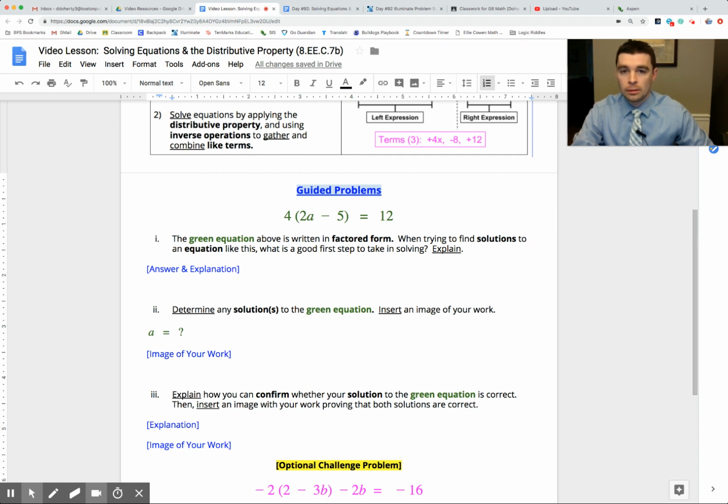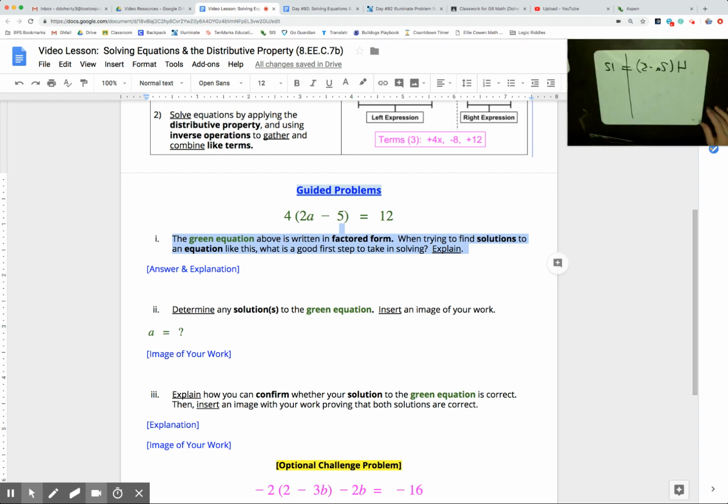So I'm going to ask you to pause this video right now and try to work through parts 1 and then part 2. Part 1 says, what is a good first step to try to solve this equation? And then part 2 asks you to actually try to find that solution. I'm going to switch over to my whiteboard while you're doing that, and you've paused the video.